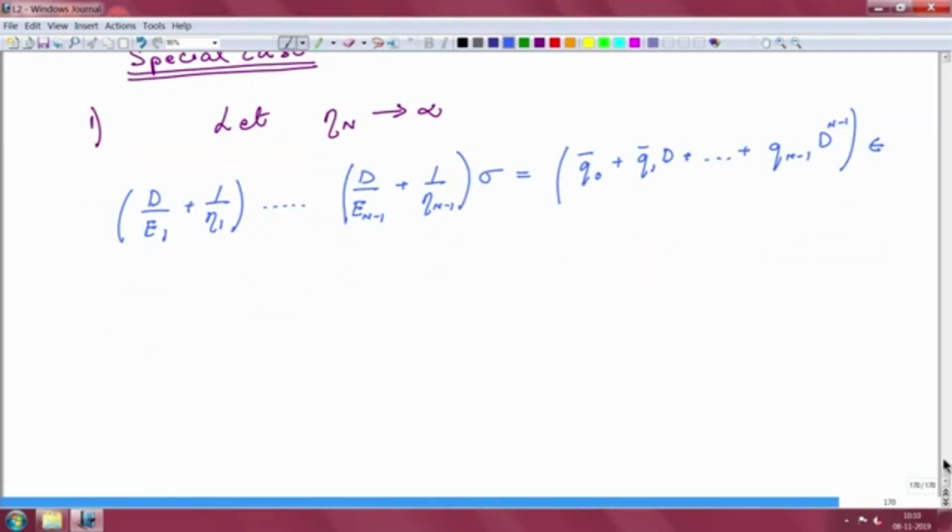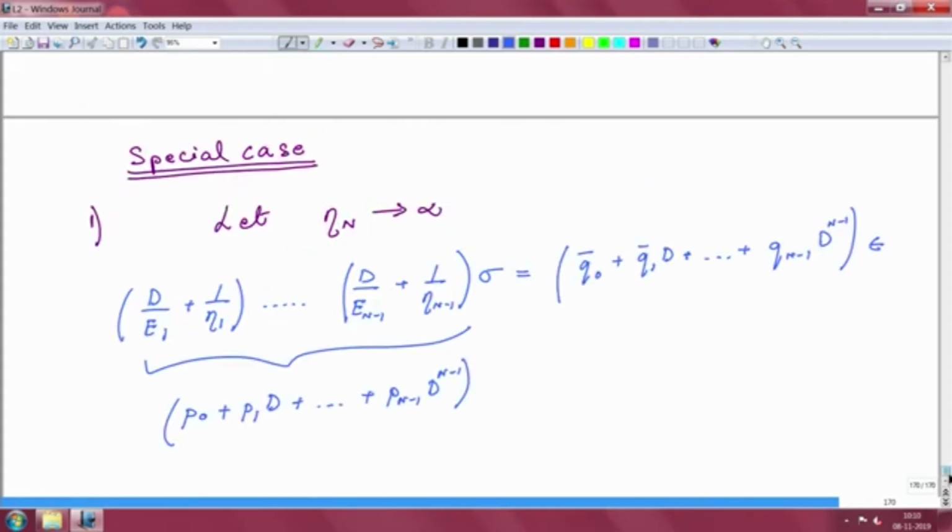This is interesting, and one reason is that this side also has highest powers of n. So, maybe I can even write this one as some p 0 plus p 1 D plus p n minus 1 D to the n minus 1. This is a very nice ODE, because the polynomials on both sides are very similar. It is only that the coefficients are now going to be different. The highest powers are the same on both sides. You have all the different terms, and then you also have this other constant term.